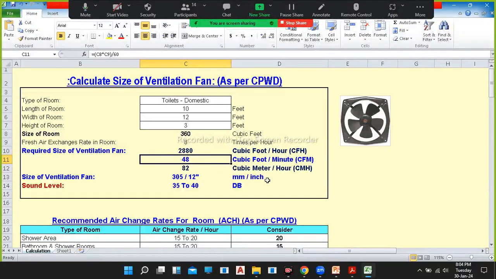Then cubic meter. This is in feet and this is in meters, so that is multiplied by 1.699, because foot to meter, that is 82 cubic meter per hour.